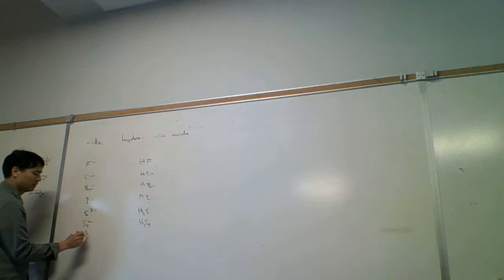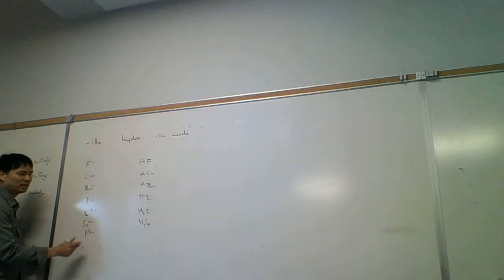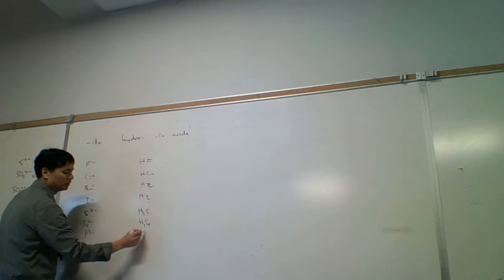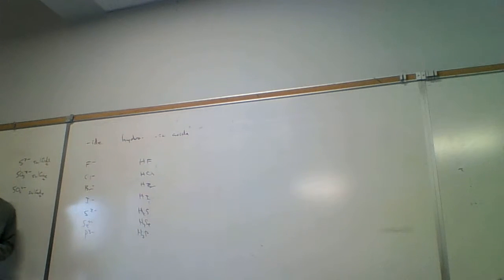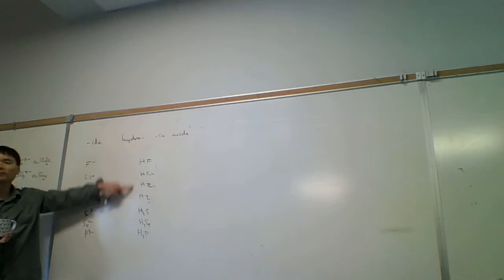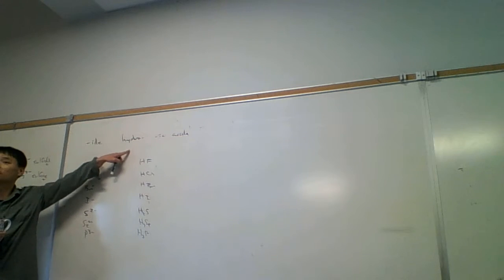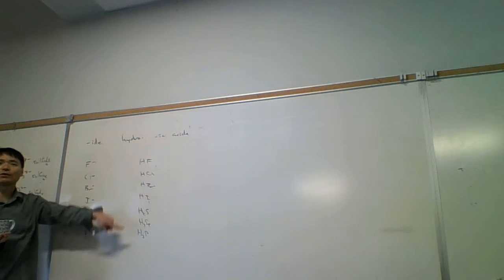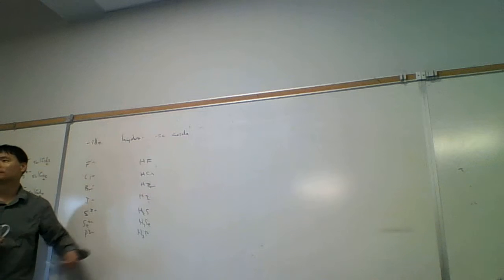Phosphide, P3 minus. What would that be called? H3P. Phosphoric acid is H3PO4. H3P, it's the same pattern. This is why we're doing it. There's different ways of arranging it. It's going to be called hydrophosphoric acid. That's hydrophosphoric acid.